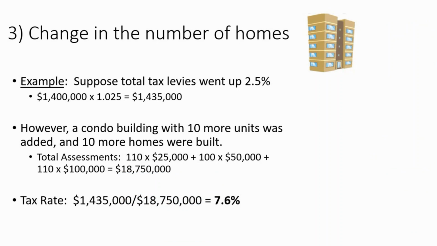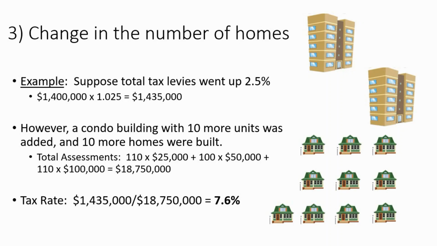So, for example, suppose your total tax levies went up 2.5%. So 1.4 million times 1.025, the total tax levies are now 1.435 million. However, a condo building with 10 more units was added, and 10 more homes were built. So now your total assessments, and this is just assuming that the home values stay the same, your total value of assessed property is about $18,750,000. So the tax rate is 1.435 million divided by 18,750,000, or 7.6%.